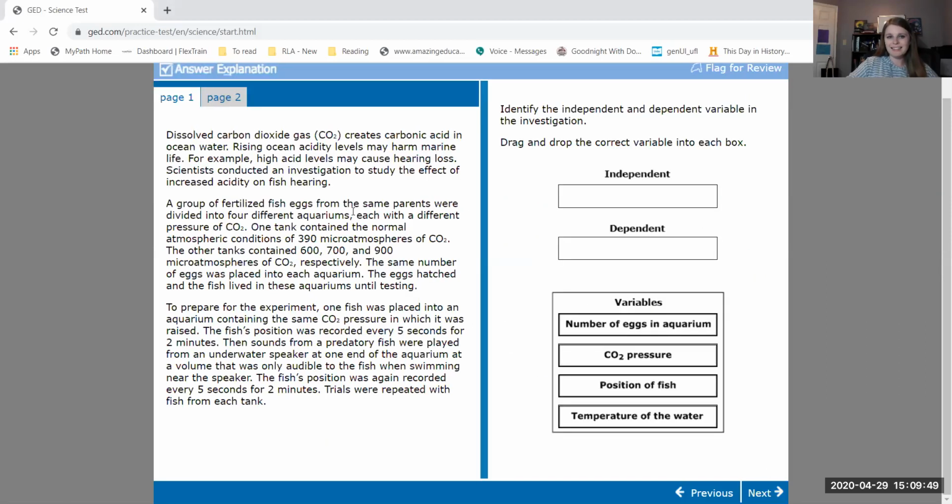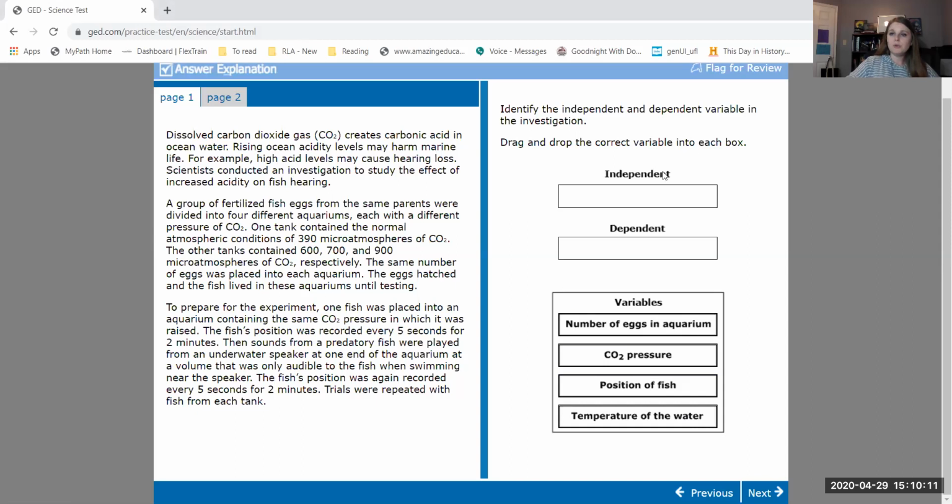Now, question 9, it's the same passage. You don't need to read it again unless you just want to. But as long as you still feel it's fresh in your mind, don't worry about reading the whole thing again. The question is, identify the independent and dependent variable in the investigation. Drag and drop the correct variable into each box. So independent here, dependent here, and I've got some options.